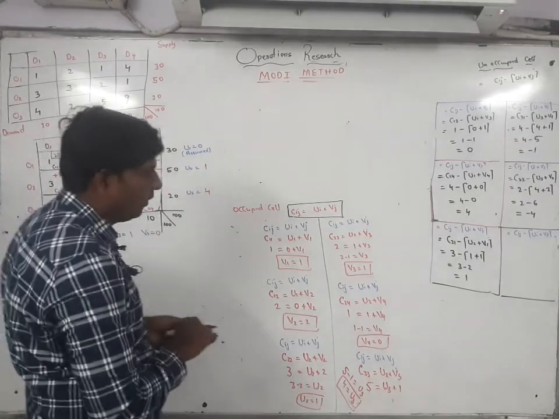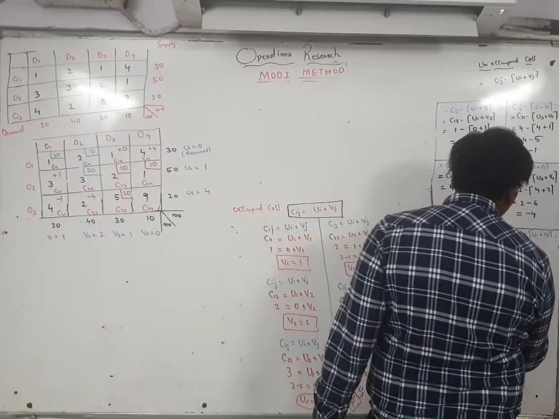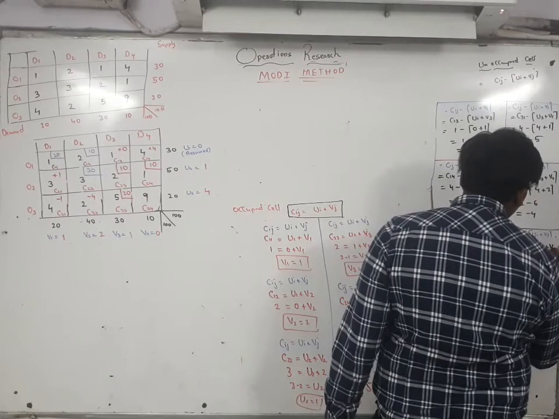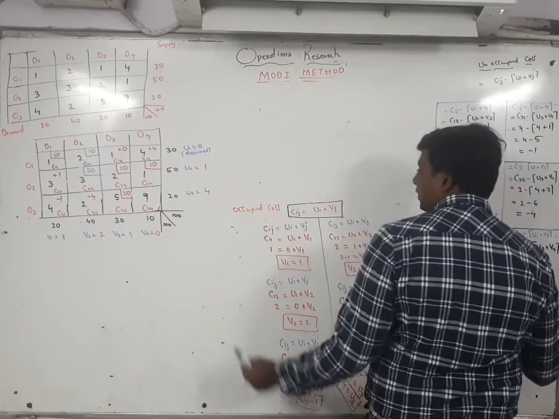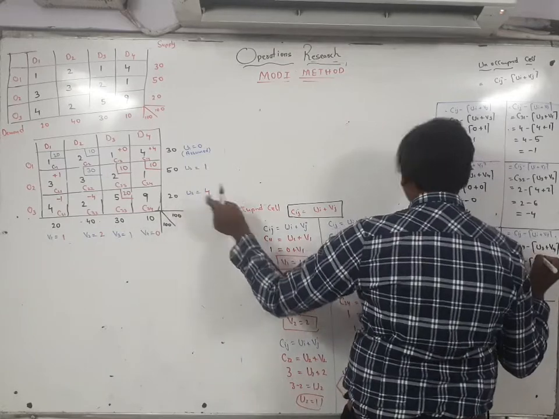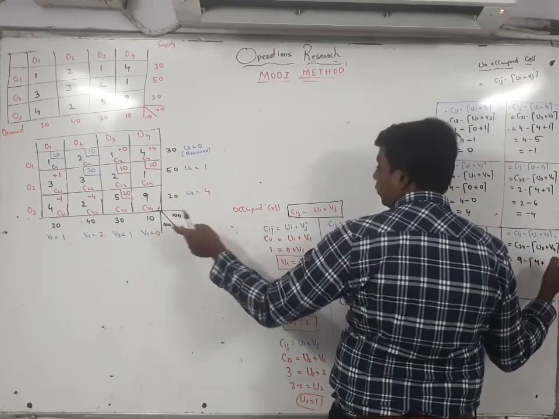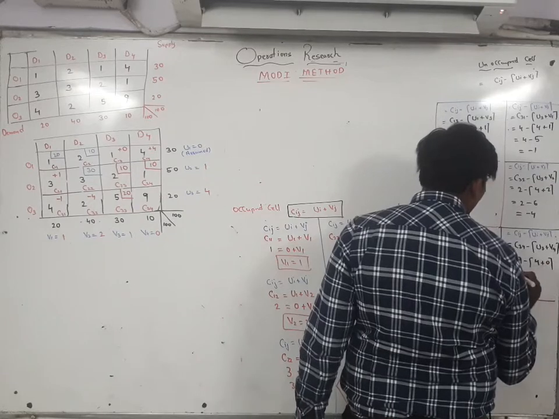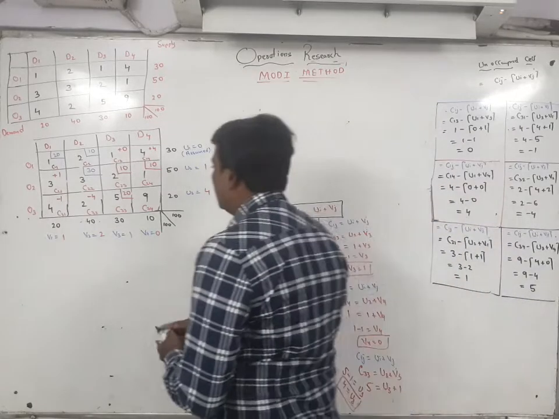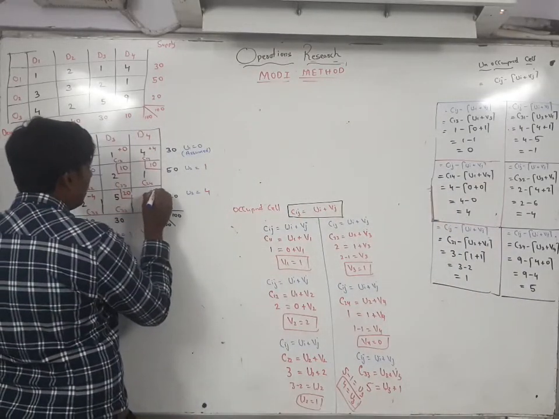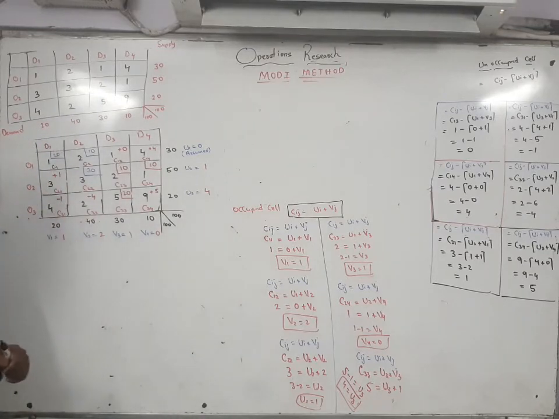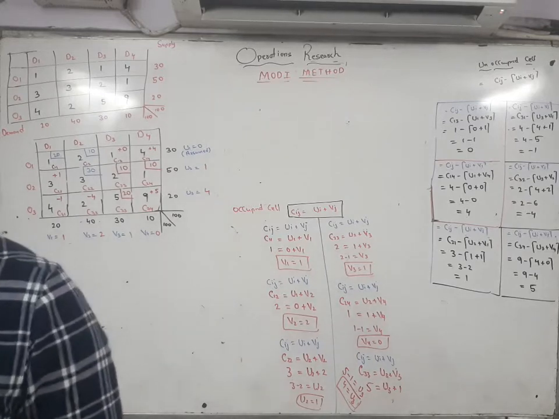Last one is C34. So I will write here C34, U3 and V4. See C34, how much value is there? 9 minus U3 value, 4, plus V4 value, 0. As you can see here, 9 minus 4 is plus 5. So here you can write plus 5. Again you are getting negative values here, 2 negative values. So again you have to repeat this iteration.